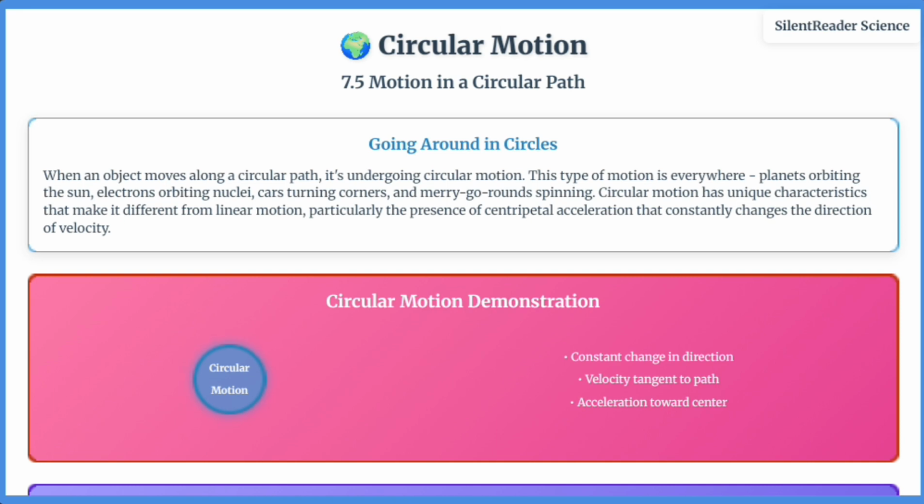We calculate centripetal acceleration as v squared divided by r. This acceleration is what keeps objects moving in circles rather than flying off in straight lines.